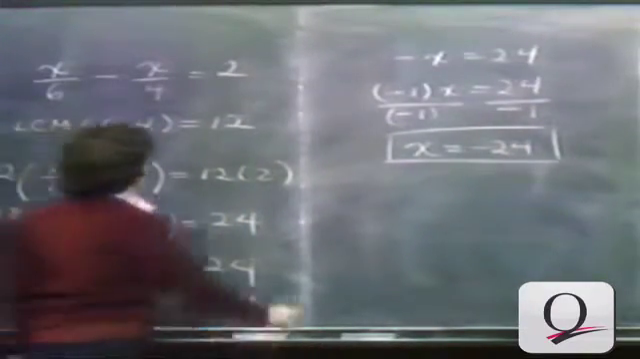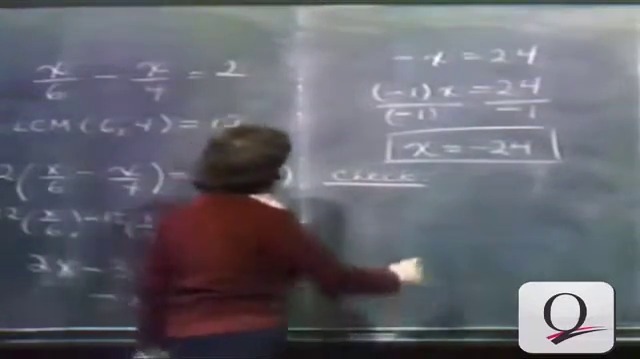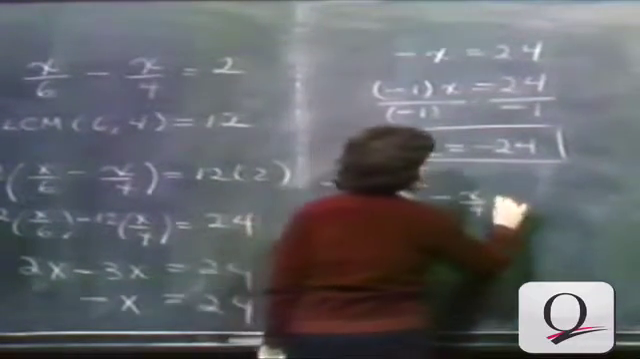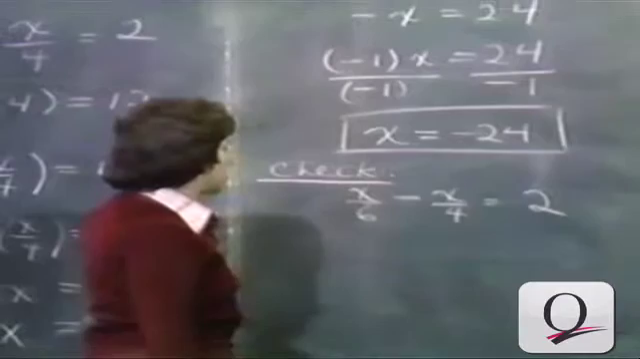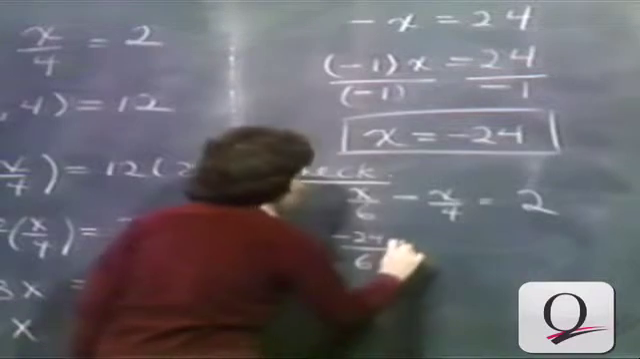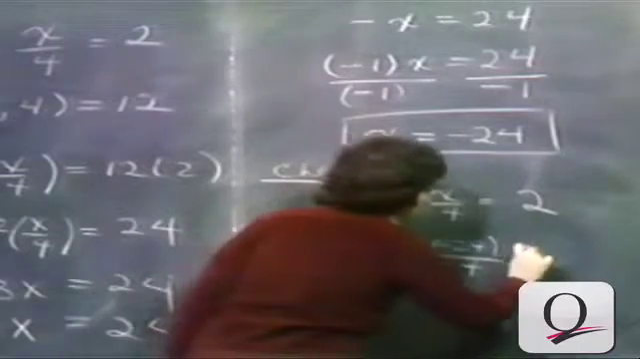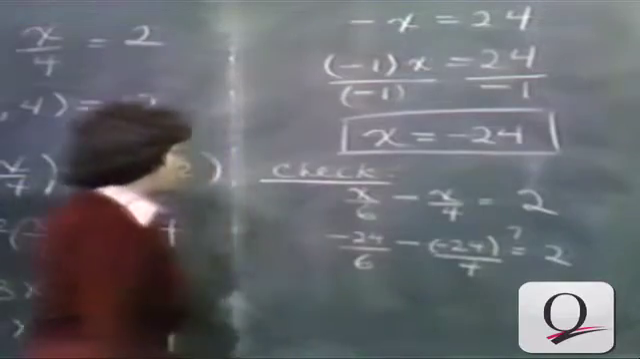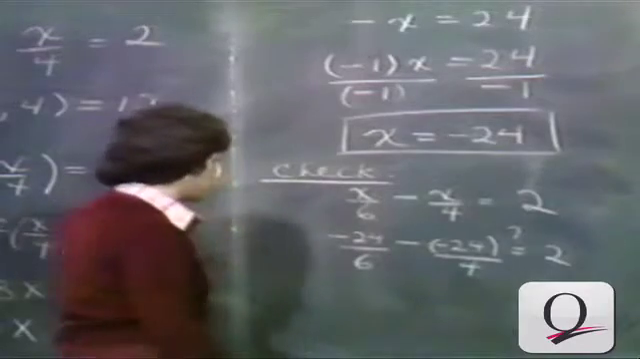Let's check this answer. We go back to the original equation, x over 6 minus x over 4 equals 2, and we substitute for x the value that we found. x equals minus 24. So we get minus 24 over 6, take away minus 24 over 4, should be equal to 2. Every time we see an x, we write minus 24.